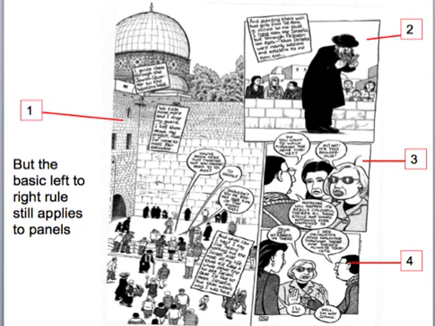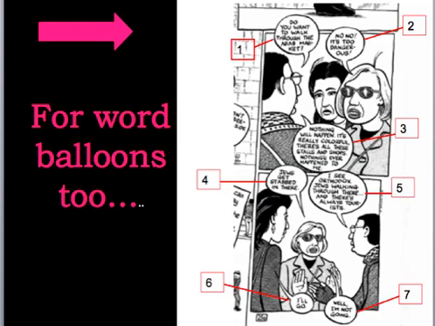So the basic rule still applies to the panels. You're definitely reading the larger splash first. Then you're going to be going from up to down. So then you go 2, 3, 4. So for word balloons, what's on top, you read that first and then second. So whatever's higher, especially if you're reading from top to bottom, you're going to read that first, and the responses are going to come after that.